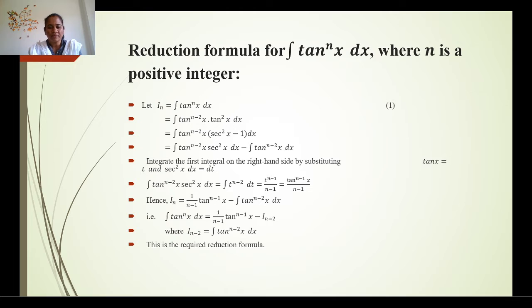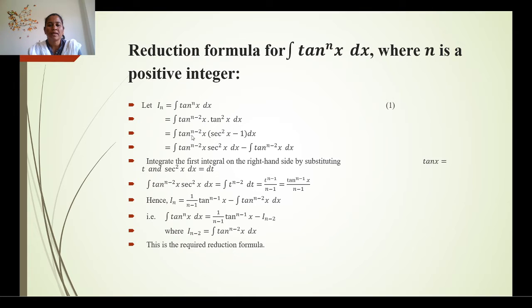Okay, here we are going to learn about the third reduction formula, integral of tan to the power of nx dx, where n is a positive integer. I take the given function, integral of tan to the power of nx dx, as In. Then In is equal to integral of tan to the power of n minus 2 x into tan square x dx. Divide and multiply by tan square x; dividing by tan square x gives the power n minus 2, so this is tan to the power of n minus 2 x.